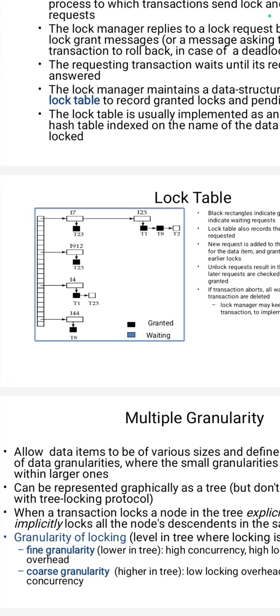Now, multiple granularity. Allow data items to be of various sizes and define a hierarchy of data granularities, where the small granularities are nested within larger ones. This can be represented graphically as a tree. When a transaction locks a node in the tree explicitly, it implicitly locks all the node's descendants in the same mode. Granularity of locking: there is fine granularity and coarse granularity.